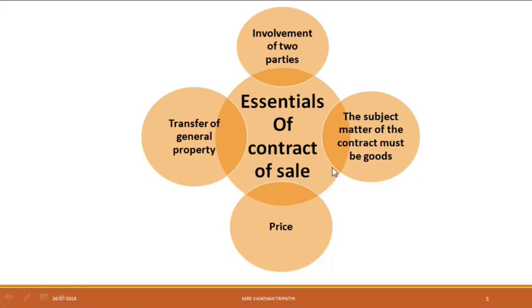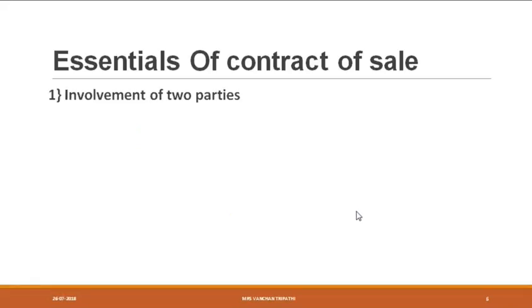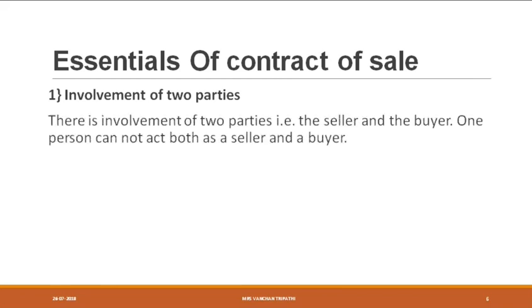So let me discuss each and every element in detail. This is the first element, involvement of two parties. As I said earlier, there should be the involvement of two parties. One has to be the buyer, another person has to be the seller. So a single person or single party cannot play the role of both. Second point, transfer of general property.